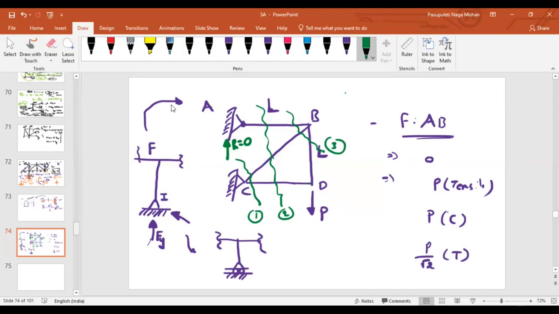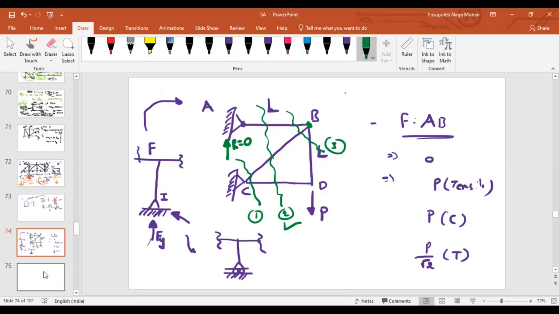If you choose the first one, how many members have you selected? Only 2, sir. And those 2 are passing through the same point. That means it is a method of joints, isn't it? It's not a method of sections. Even if you take section 3, all these 3 members are passing through joint B. That means which one are we left with?